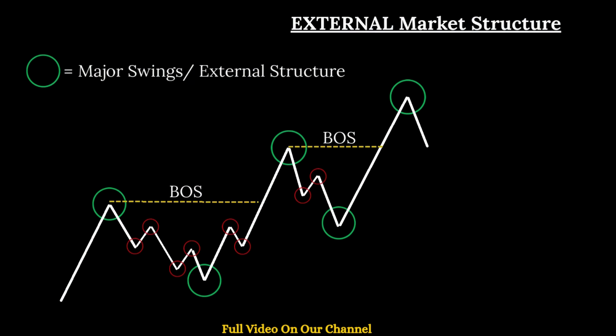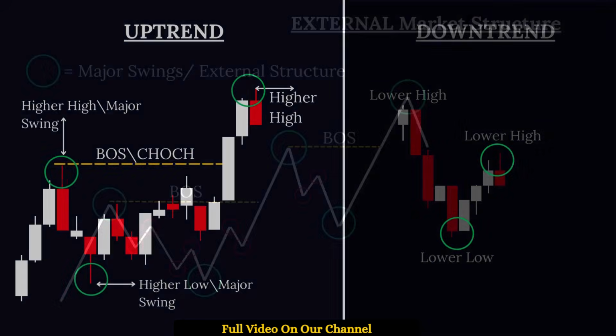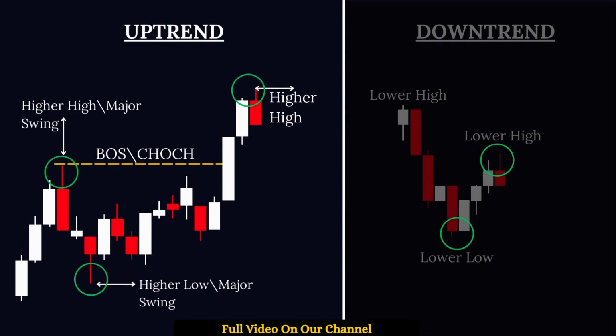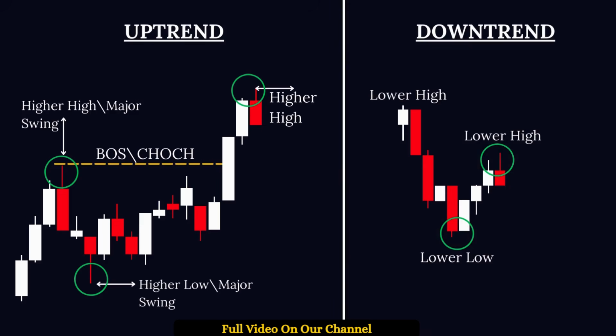Then we have the major structure, sometimes called the external structure. This represents the dominant swing points, the clear, higher timeframe moves that define the overall trend. For example, in an uptrend, major structure is made up of the higher highs and higher lows that stand out on the chart. In a downtrend, it's the lower lows and lower highs.